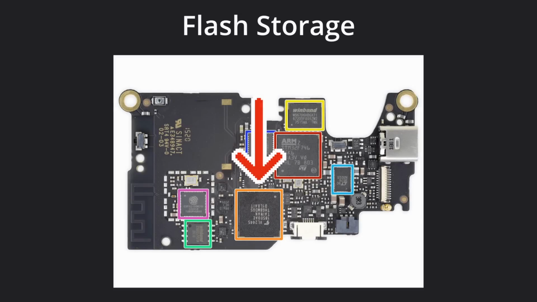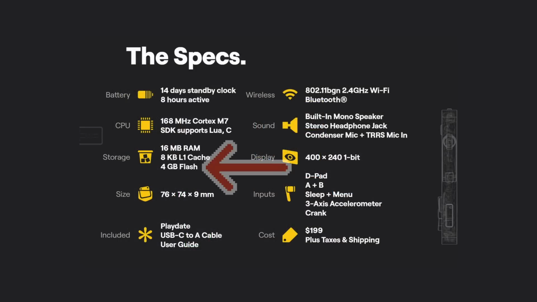Getting a cache miss sounds pretty slow, but it's really not the worst thing. It can get a lot slower with our last type of memory called flash storage, which is this orange square over here. On the Playdate website, you can see that flash storage has 4 gigabytes of memory, which is about 250 times the size of your RAM.